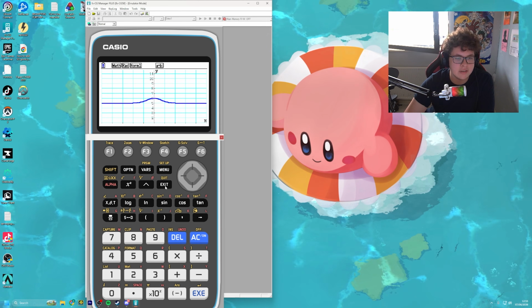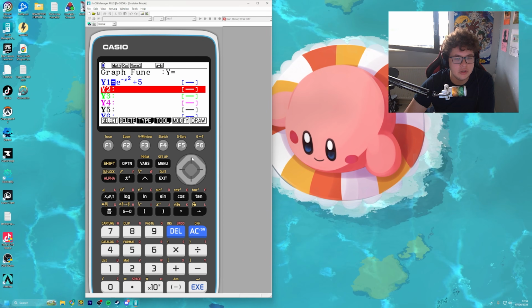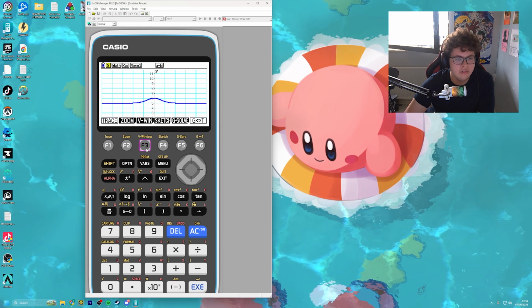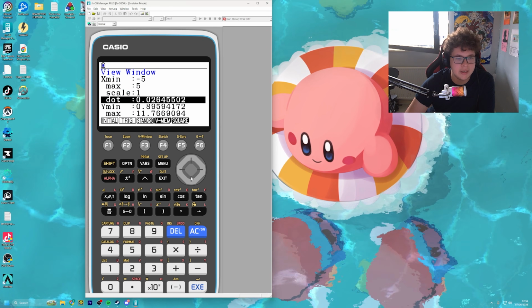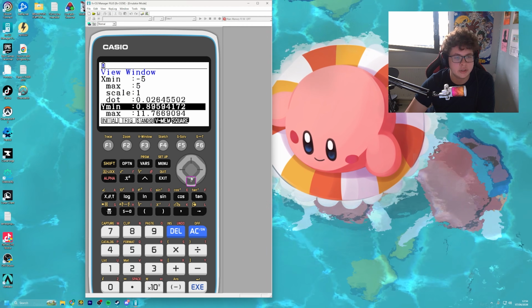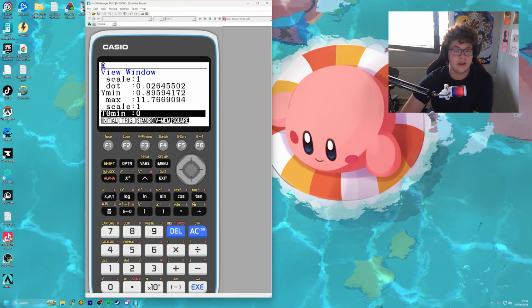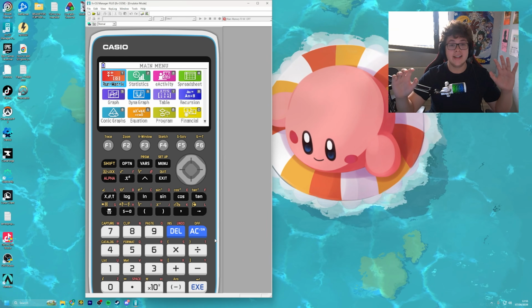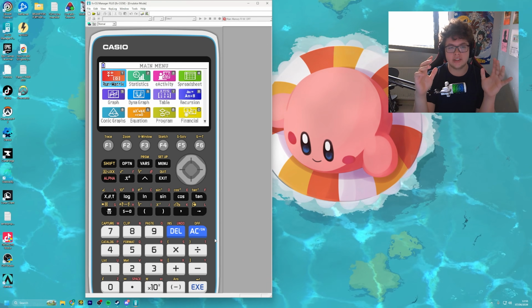So that's kind of how you use it. You've got to get comfortable with using the V window stuff. Knowing what all of this stuff means is really helpful. So yeah, you can sketch graphs using your calculator. Okay, let's keep moving.